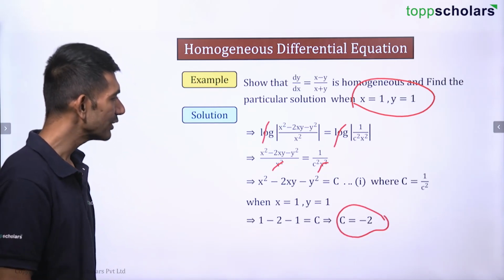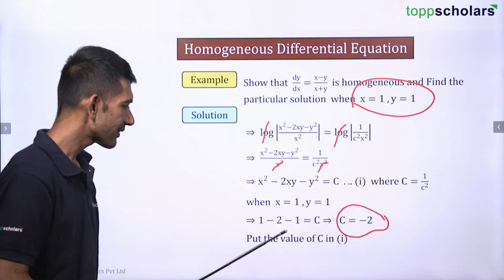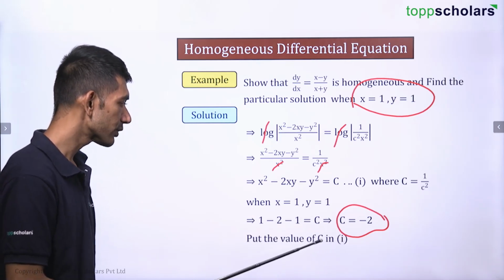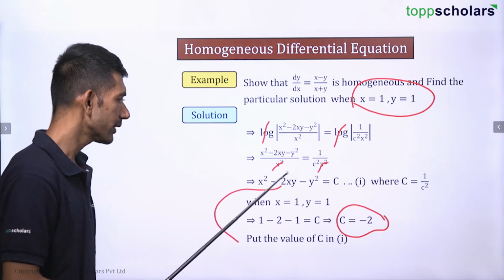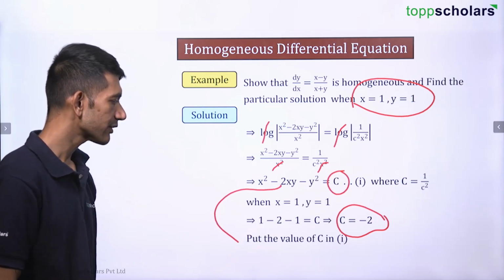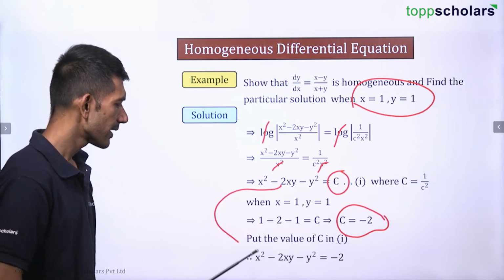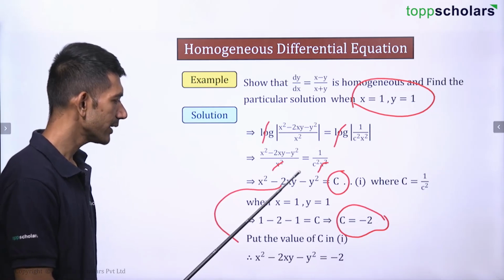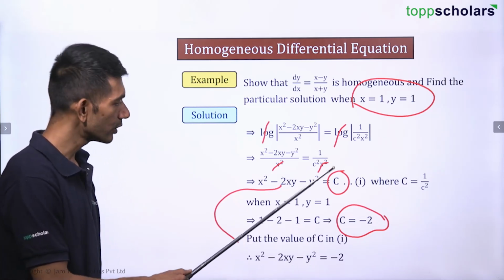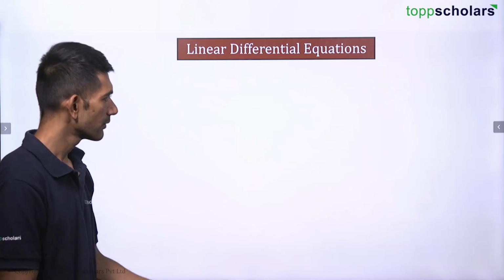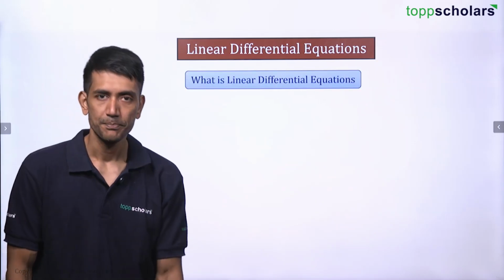So once we get the value of c, what are we going to do? After getting the value of c as -2, we are going to put this in equation number 1 over here. So let us put the value of c as -2. What will happen? X square minus 2xy minus y square is equal to c, which is -2. And you can keep that as your final answer.